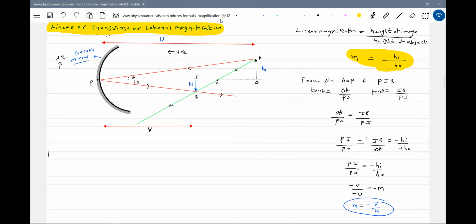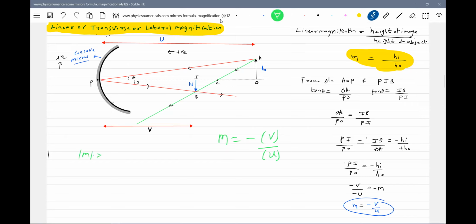Fine. So what is the expression for magnification? I'll write the final formula: m equals minus V by U. This will help us a lot. What do you mean by the negative sign? If you get magnification negative, then the image will be inverted. If the magnitude of m is greater than 1, it will be magnified. If m is less than 1, it will be diminished. So what is the interpretation of the sign?